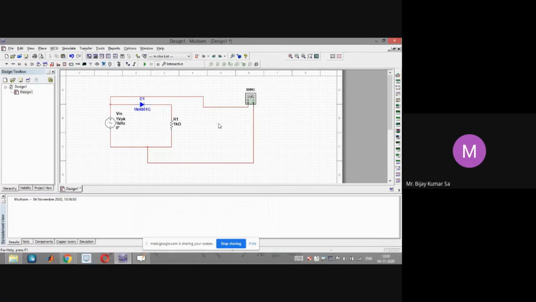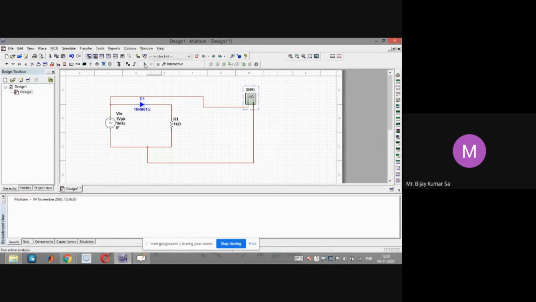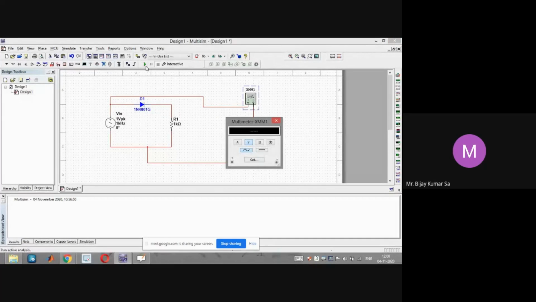So since I have selected the voltage measurement in AC mode, if I run this simulation, how much voltage do you expect this voltmeter to show? I am saying voltmeter because this is a multimeter set to operate in the voltmeter mode. Okay, so how much volts should it show? Tell me, if I simulate this, how many AC volts should this show? Tell me. Yes, I want replies.